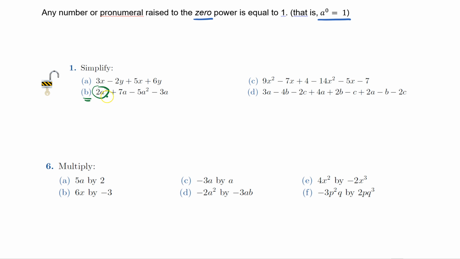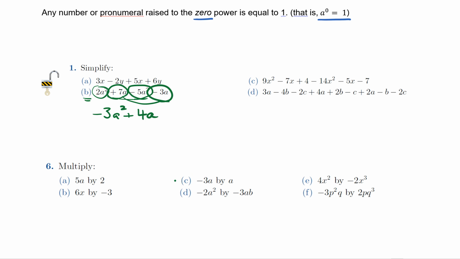So if I take the term and the sign in front of it, for the a squareds, I've got 2a squared minus 5a squared, so that's minus 3a squared. And for the a's, I've got plus 7a minus 3a, so I've got plus 4a. And it's just that process. Identify the terms, the sign or the operation that's to the left of it belongs to that term, and then do it, basically.